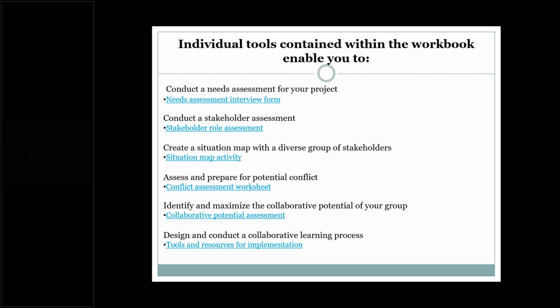What are the values that people share? Could be attachment to place. It could be commitment to future generations. And how can you build on that in your process to keep people engaged? And then the biggest tool of all is how do you design and conduct a collaborative learning process? So each of these components are part of the primary toolkit.